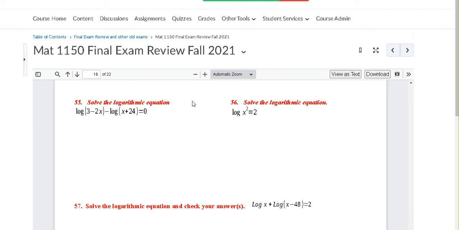Let's continue with problem 55, I should say. So it's a log of 3 minus 2x equals, minus the log of x plus 24.